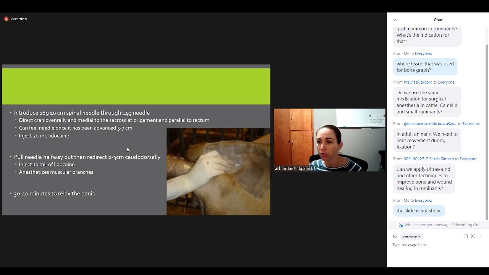This is really, really useful if you're having to do surgery on a bull's penis or anything like that, because it just relaxes out for you, so you're not fighting them trying to pull it back up. So it's a really good block to know.